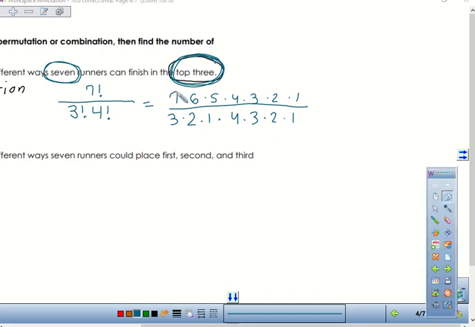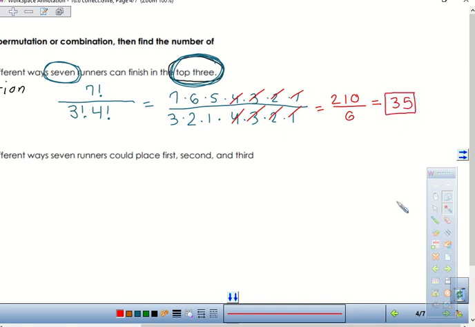Now, instead of doing all this math out, which you technically could do, what you can do is start canceling stuff out. You're going to notice that there's some commonalities amongst the top and bottom. Like that. So you're going to end up with 6 times 5 times 7 on the top. 7 times 6 times 5, which is 210, all over 6, which is 35.